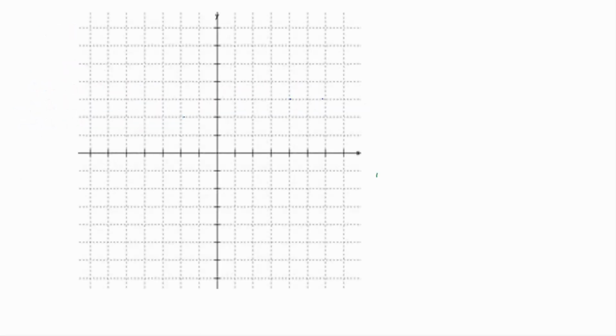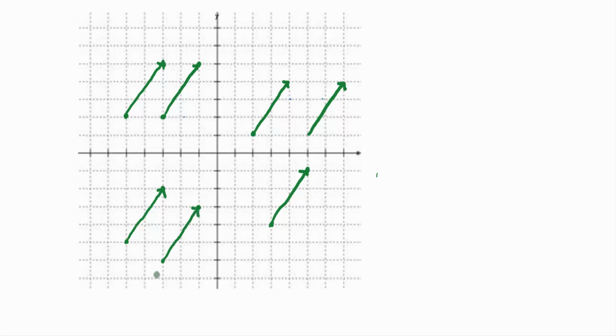I'm going to draw some arrows for you. These arrows ultimately are how we can represent vectors. What do these vectors have in common? Yeah, that's true. They are all parallel. Good observations. How did I draw?